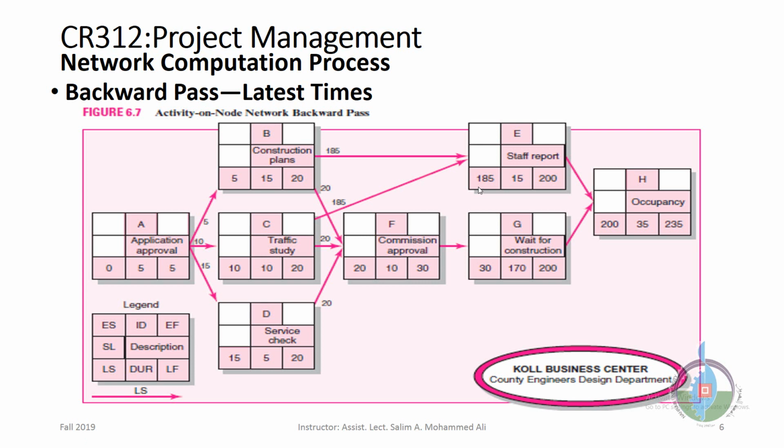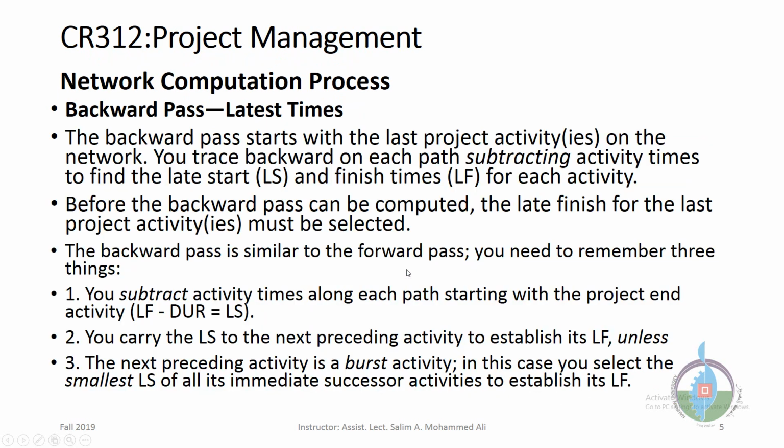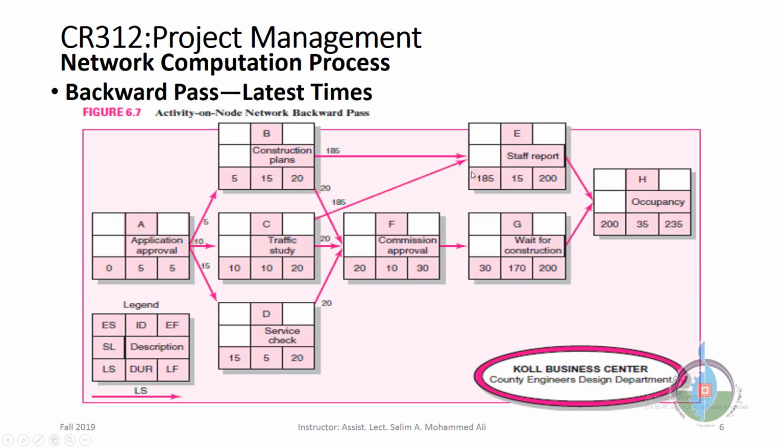Okay. One can ask why we didn't copy 185 here and here. This is actually what the last step tells you: you have to select the smallest LS. So before we proceed to B, C, D from E, or B, C from E, we have to finish G and F. G has 30. So F's latest finish will be 30 minus 10, which is 20.